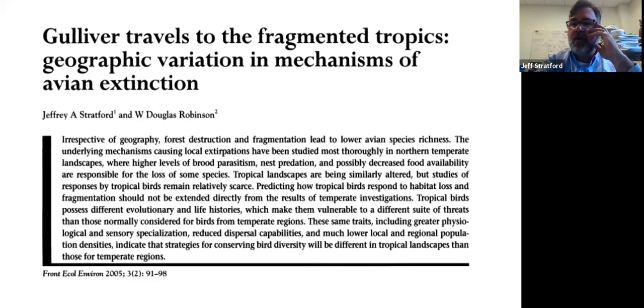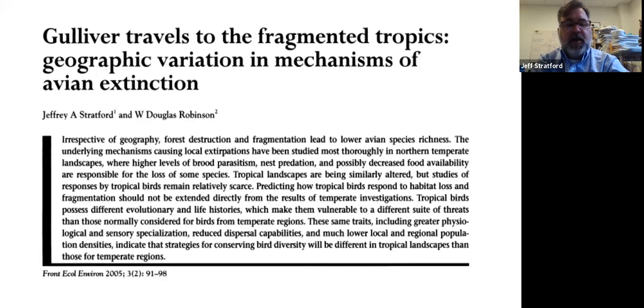And we wrote this paper that made an analogy to Gulliver. If you ever read Swift's book, what happens is this English surgeon gets on a boat and he has terrible luck and he keeps ending up on these different islands where life is completely different, and his ideas of how life should work, because it works in England, do not work on these islands where he's either very tiny or very large. And we thought that was a good analogy for what was happening in the tropics.